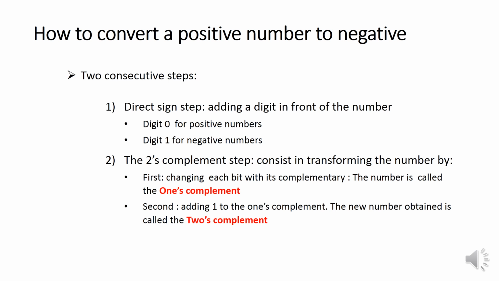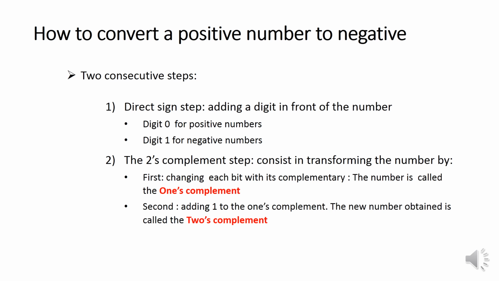How to convert a positive number to negative? To convert a positive number to negative, the method consists of two consecutive steps. The first step is the direct sign step, that consists in adding a digit in front of the number, so that if the number is positive, we add a 0, and if the number is negative, we add a 1.